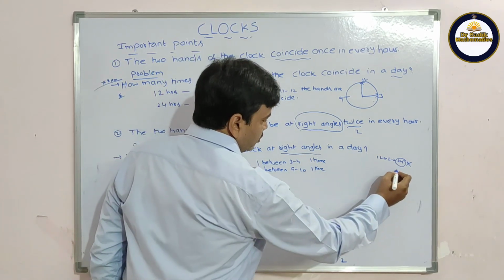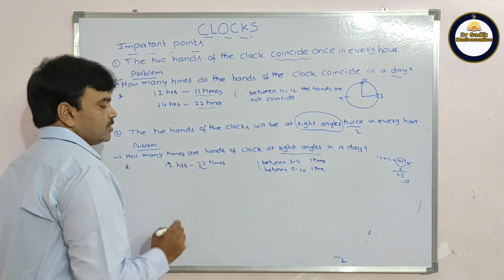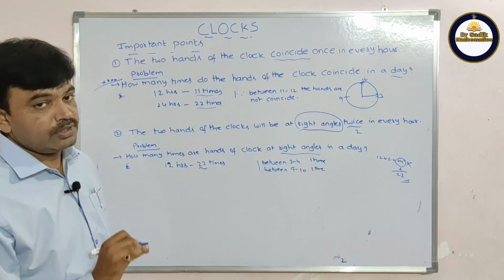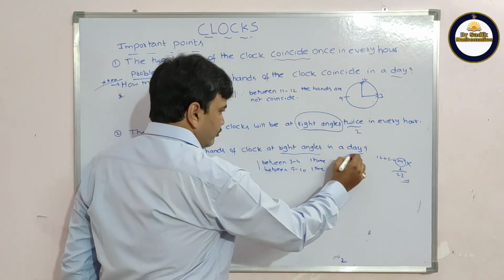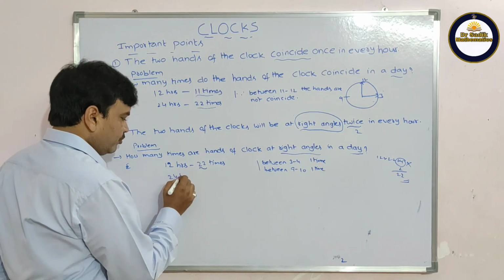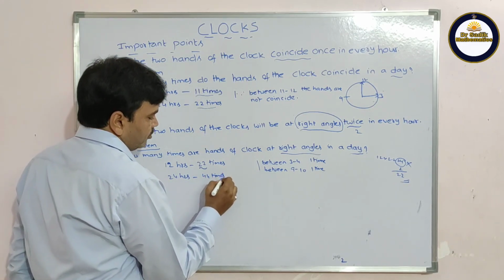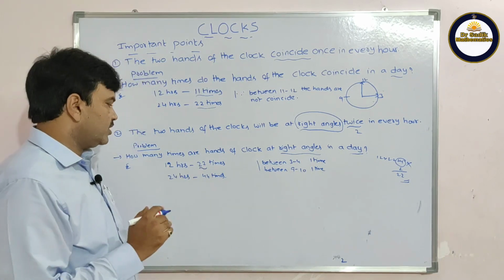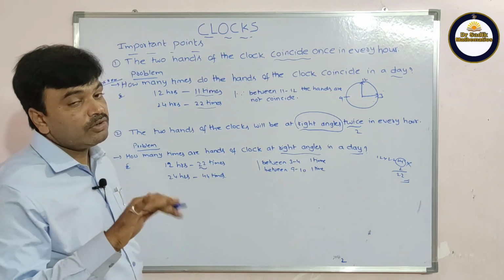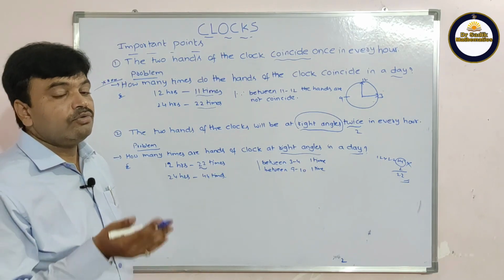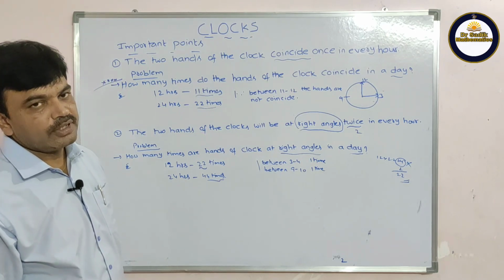So in 24 you subtract 2 times, friends, we get 22. So the answer is 22 times. He asked for one day, friends, so for 24 hours, how many times? 44 times. Once again, friends, how many times do the hands of the clock make right angle in 12 hours? 22 times. In a day, 44 times.